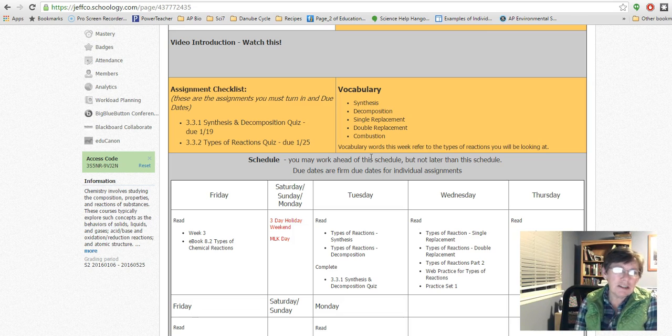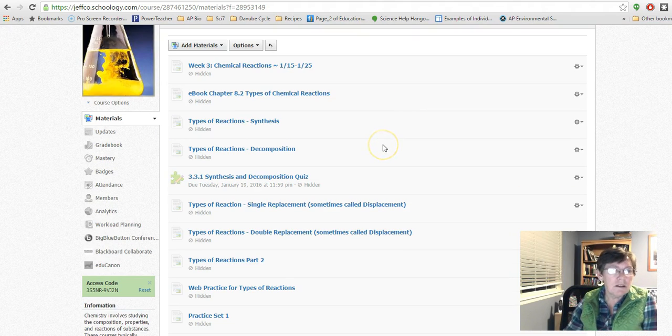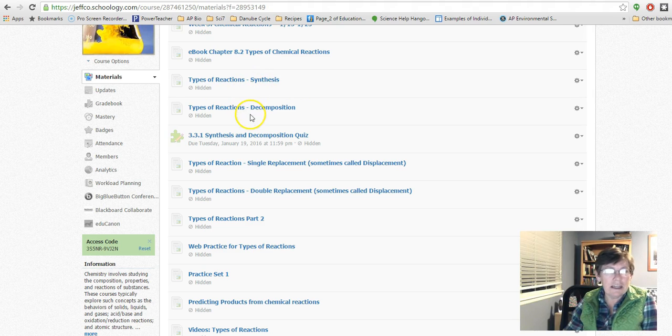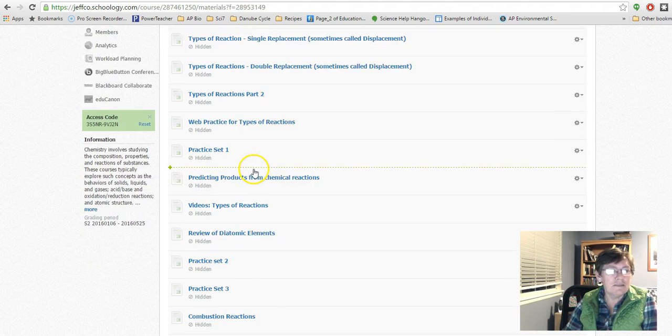Almost all combustion reactions will involve oxygen. So keep that in mind as you go through the week. This week, like I said, there's only 2 assignments to turn in, but there's a lot of reading you need to get through. You're going to start by reading section 8.2 in your textbook. Then there's some reading, then a short quiz on synthesis and decomposition to make sure you know the difference between those 2. And then we'll go on to single and double replacements, types of reactions, practice.